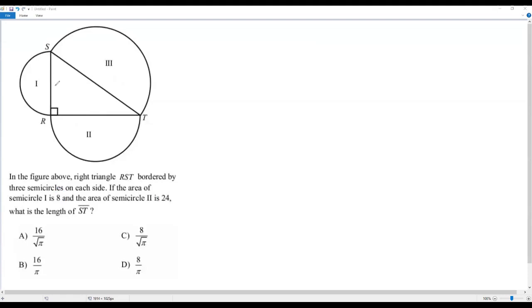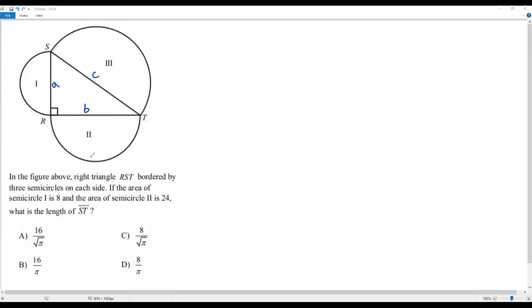Let me assume lowercase a as the length of this leg SR, and this leg SR represents the diameter of semicircle 1. And let me assume lowercase b as the length of this leg RT of the right triangle, and this leg RT represents the diameter of semicircle 2. And let me say that c is the length of the hypotenuse ST. Now I have to get the values of lowercase a and lowercase b using the given areas of the semicircles. Once I get the values of a and b, I can get the value of c using the Pythagorean theorem.